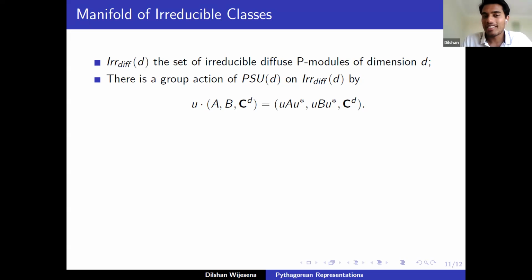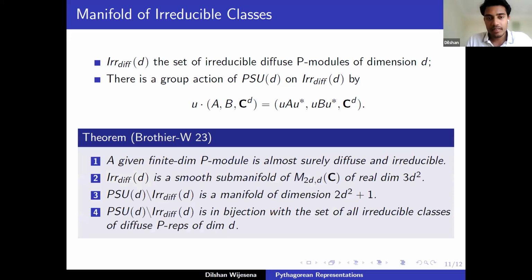To specify exactly what I mean by that, we can define the set to be the set of irreducible diffuse P modules which have a fixed dimension. I want to be fixing a basis here, so I'm looking at the Hilbert space C^D. We can define a group action of PSU(D) acting on the set, where we just act by unitary conjugation. This is a smooth action, so this is a Lie group action. And we have the following results.